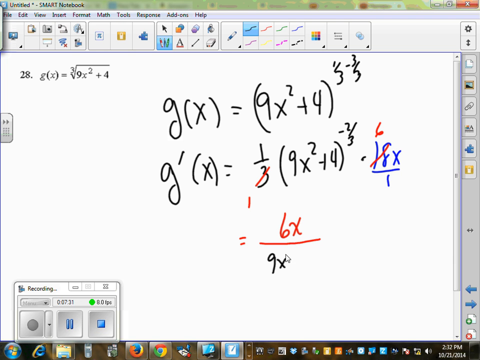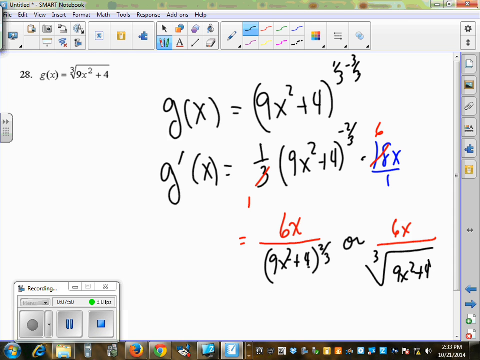You can call it 9x squared plus 4 to the positive 2/3. Or we can call this 6x cube root 9x squared plus 4 squared. Now some folks might think that we could factor that, but is that a difference of two perfect squares? You're correct. That is the sum of two perfect squares, and that cannot be factored. So this is our final answer.